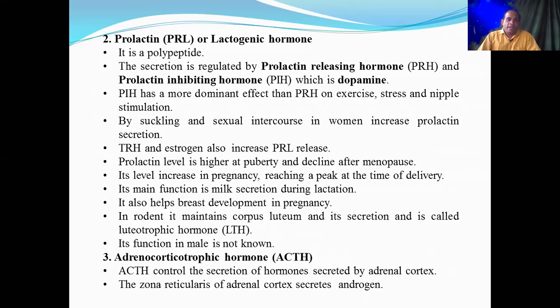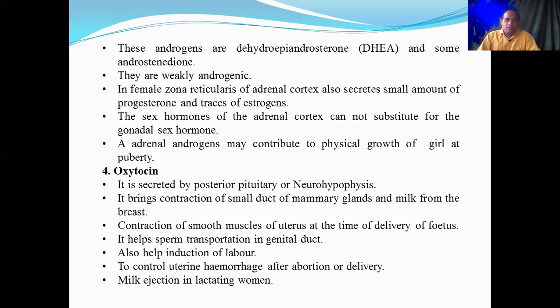The third one is the adrenocorticotrophic hormone, also called ACTH. ACTH controls the secretion of hormones by the adrenal cortex. The zona reticularis of the adrenal cortex secretes androgens, dehydroepiandrosterone (DHEA) and some androstenedione. They are weakly androgenic.